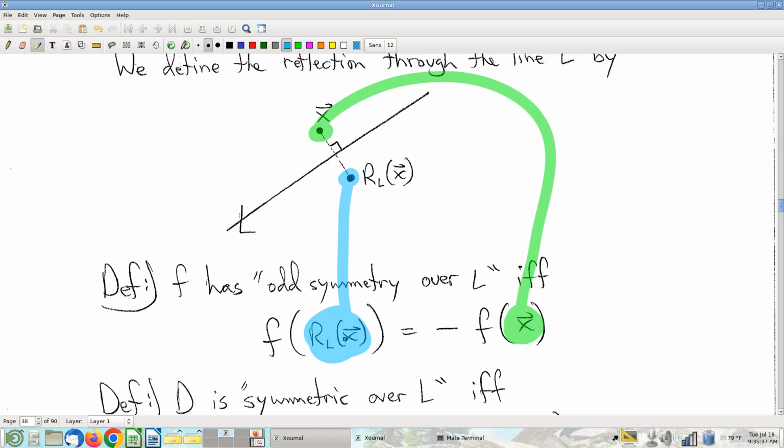A function is odd if by the act of reflection you get a minus sign on the value of the function. And I claim that this is, if you think about it, totally analogous to the idea of oddness that we talked about for single variable functions, right? It's just that you can really only reflect over a point if you're just stuck on the number line.